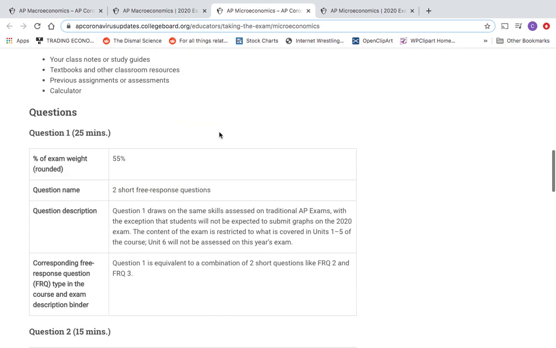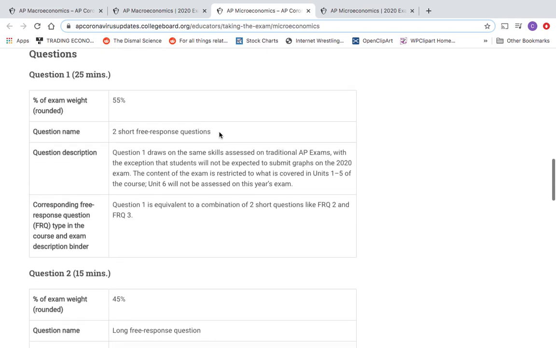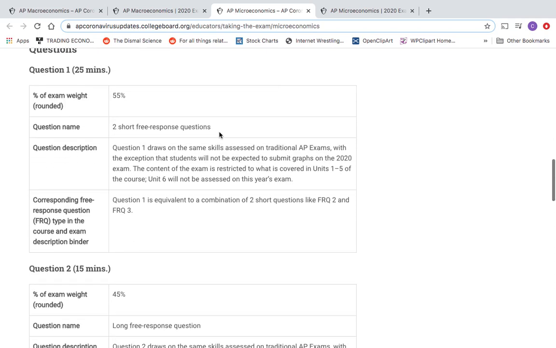Cool. All right, so you're going to have two questions. The first question is going to pop up. That's like two short free response questions in one question. This is 55% of the micro exam. So it's going to be based on units 1 through 5. So you shouldn't see much with role of the government and market failure type stuff here. They say question 1 is equivalent to a combination of FRQ 2 and FRQ 3, the shorter free response questions on the exam. So that's 55% of the test.